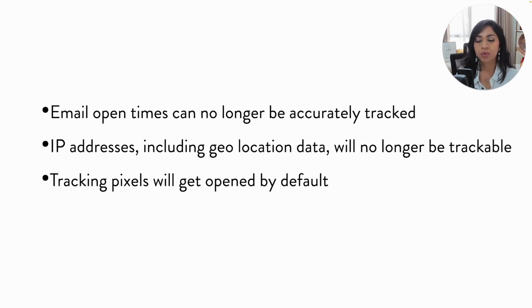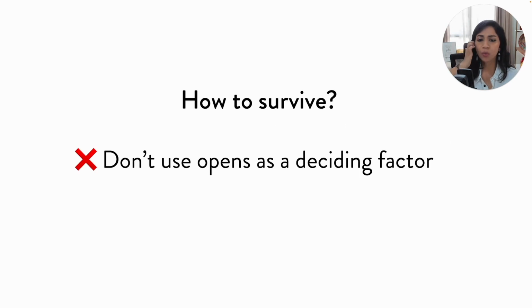A couple of other things that are going on: IP addresses will no longer be trackable, tracking pixels will get opened by default, and email open times can also no longer be accurately tracked. These are just some changes. The biggest one for us as email marketers is that the open rate is just no longer a reliable metric. I know that for a lot of people, they really fuss over that open rate. It's a huge thing for them. But one of the things I've always spoken about is not to rely on the open rate or even the subject line, because many people said the subject line determines the open. Those are not reliable metrics, and there are other things that you should be focusing on.